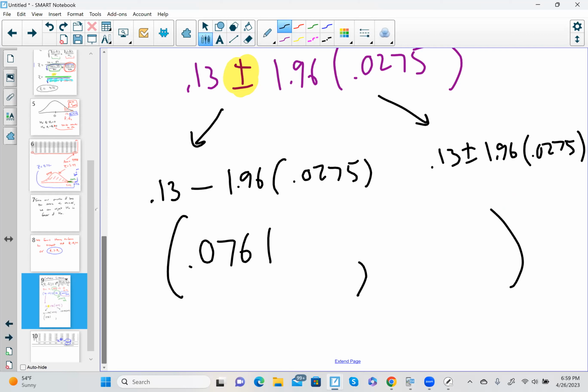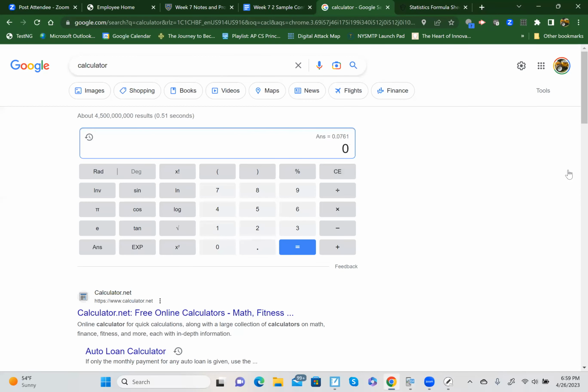So I need to go type this in. So let's go back to the calculator. Clear 0.13 plus 1.96. Hold on a minute. It just froze for a second. Give it a second there. I'll do it on my other calculator while it's pausing here. So it is 0.13 plus 1.96 times 0.0275. And in that case, I'm getting 0.1839.